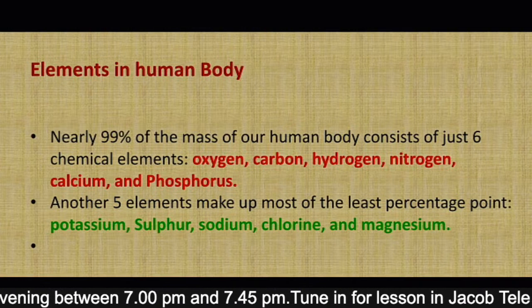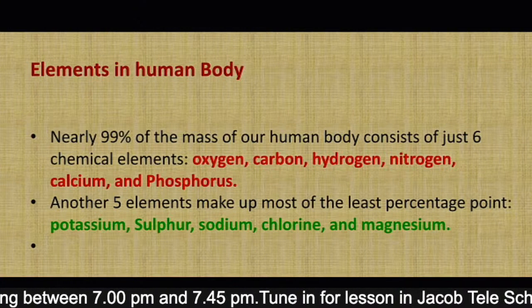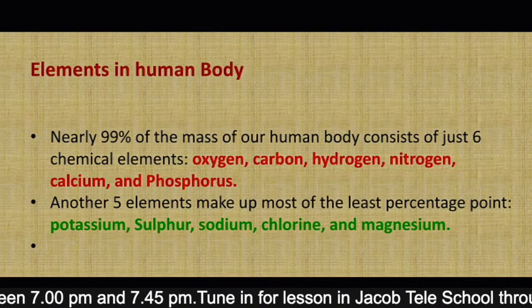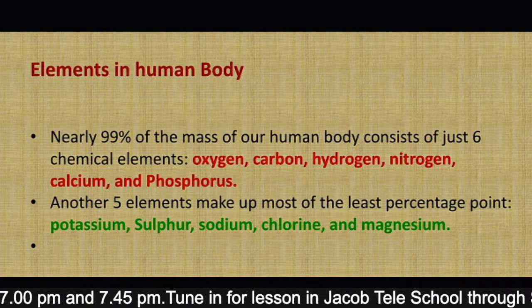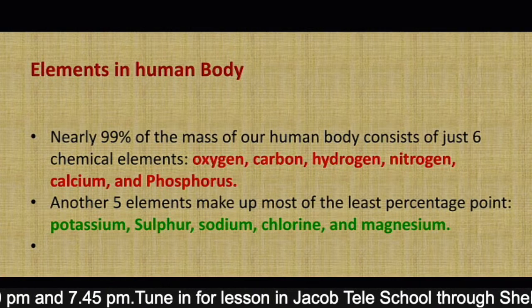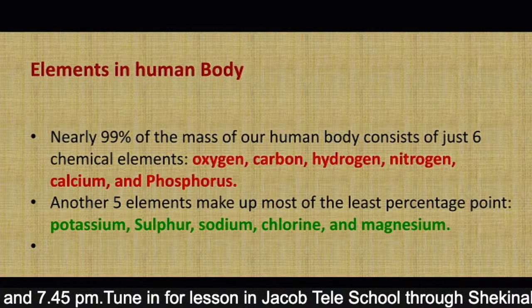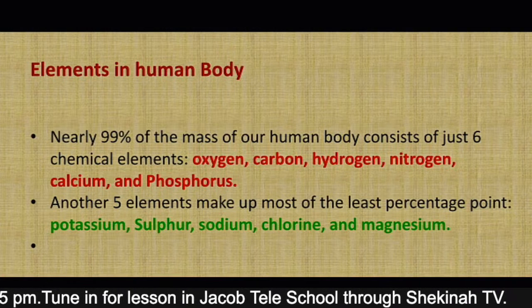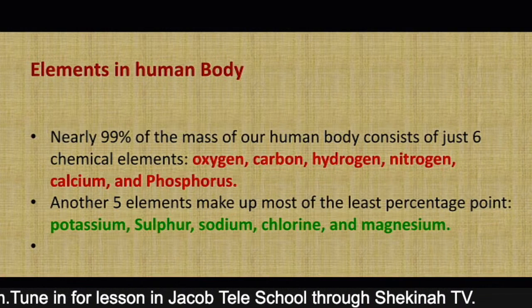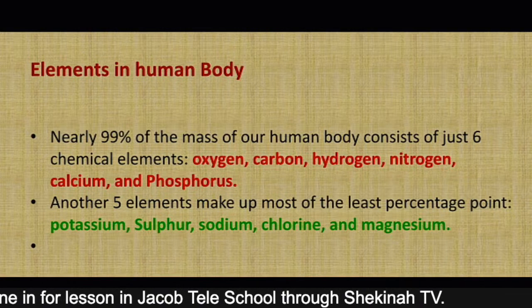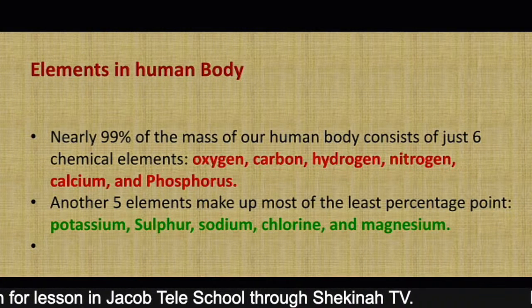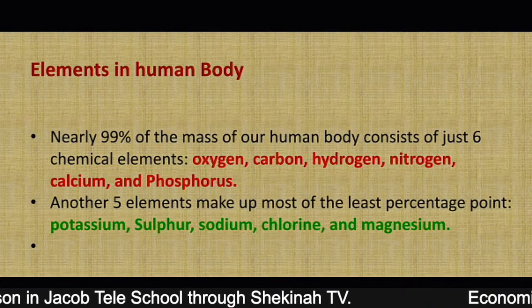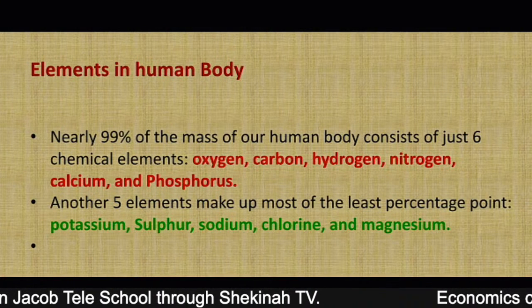See the slide and open your mouth and say oxygen, carbon, hydrogen, nitrogen, calcium and phosphorus. These all are the elements. The mass of the human body consists of these elements only. Okay. Next, another 5 elements make up the least percentage.